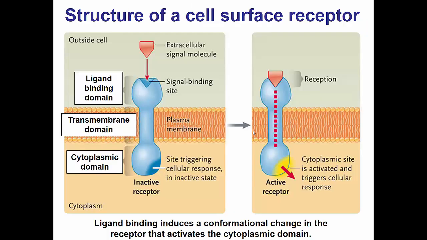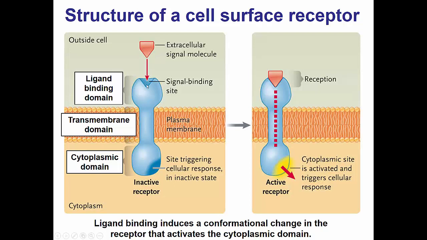So let's look a little more at the structure of these cell surface receptors. We can break them into three parts. So first we have the extracellular ligand binding domain. So this is the part of the receptor protein that is outside of the cell, so it's facing outward, and it can bind the signal outside the cell.